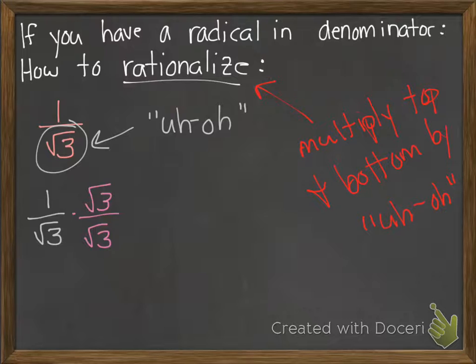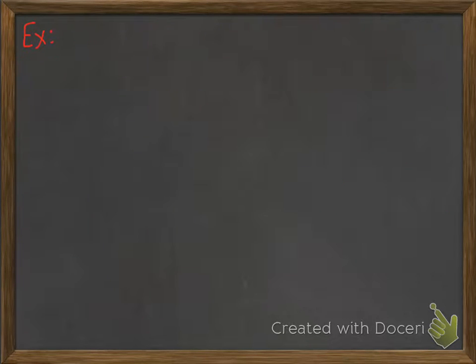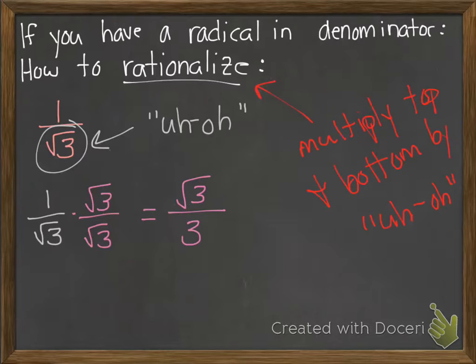All right, so here my uh-oh is the square root of 3, and I'm multiplying the top and bottom of my fractions by the square root of 3 over the square root of 3. What happens is here I get 1 times the square root of 3, which gives me the square root of 3. And then think back to your properties we wrote down.